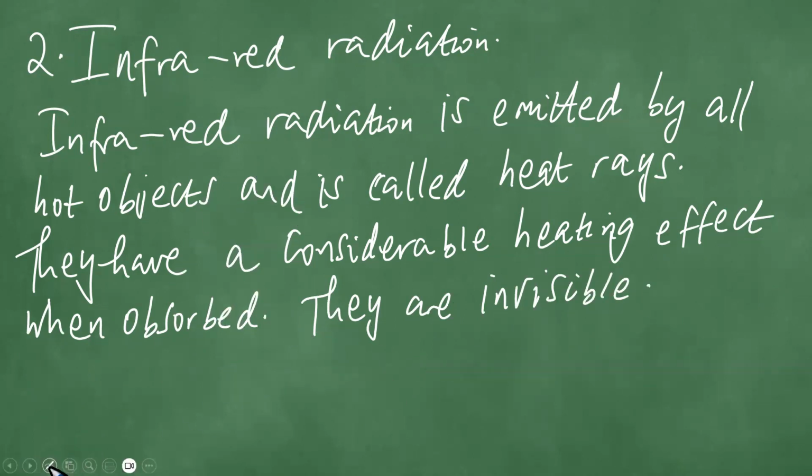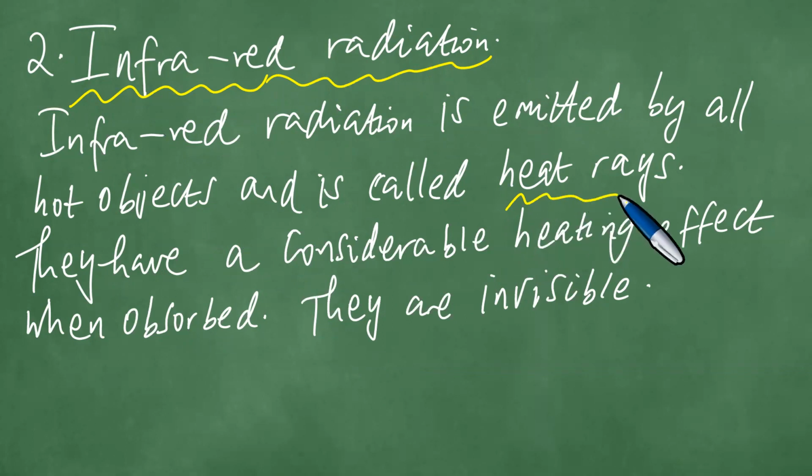Infrared radiation. Let's speak about infrared radiation. Infrared radiation is emitted by all hot objects and is called heat rays. So the rays from a hot object are called the heat rays. They have a considerable heating effect when absorbed. They are invisible. Those heat rays are invisible, and that is called infrared radiation.